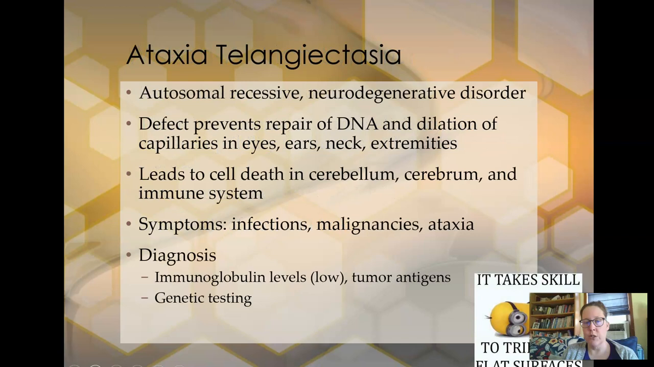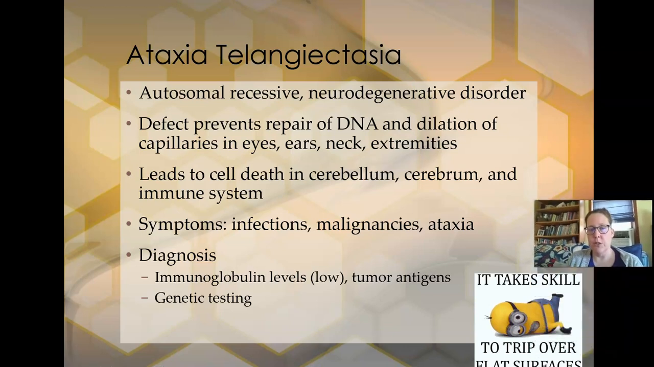Next, you have ataxia telangiectasia. It's an autosomal recessive neurodegenerative disorder. The defect prevents repair of DNA, and you get dilation of the capillaries in the eyes, ears, neck, and extremities, which leads to cell death in the cerebellum, cerebrum, and the immune system. None of that is good. And your symptoms are going to be infection, malignancies, and ataxia.